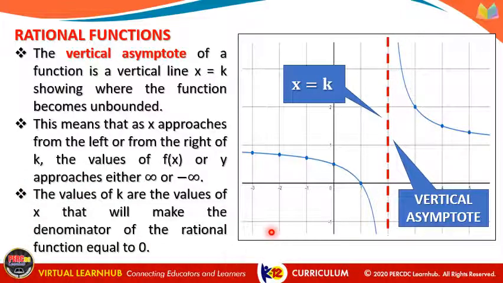So ganoon lang. So again, ano ang vertical asymptote? Isa siyang line na kung saan habang yung graph mo ay palapit ng palapit sa kanya, ang value ng graph mo ay palapit ng palapit either sa positive infinity or negative infinity.